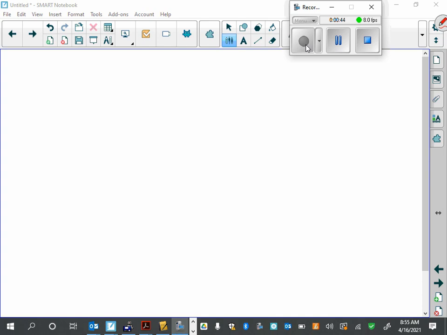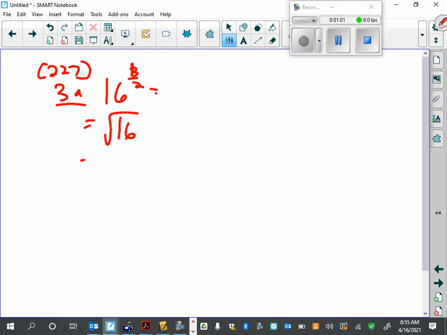On page 227 in your textbook, this is all homework for rational exponents. You need to know for the test. 16 to the 3 halves. You have to know that 16 to the 1 half is equal to the square root of 16. What does that equal? Everyone should be saying positive negative 4. Thank you. Let's not lose that mark anymore.